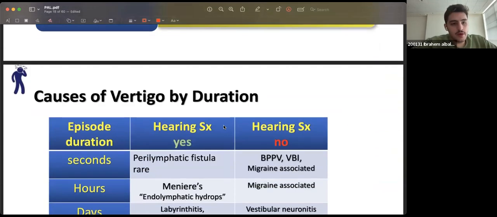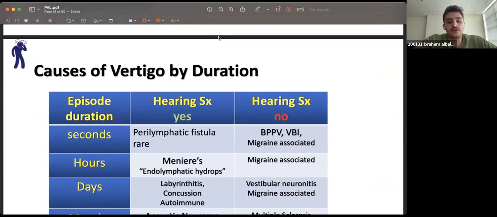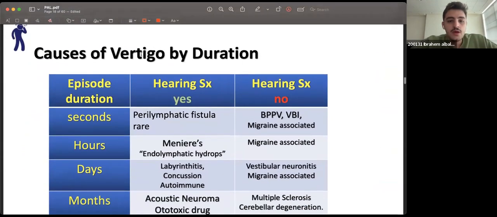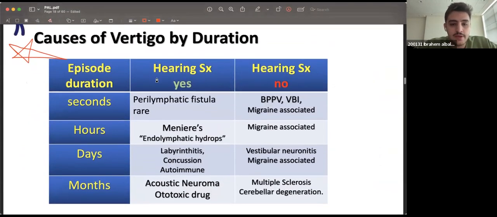Okay, so now you probably have an idea about the different causes of vertigo. It's important to put a differential diagnosis in mind when a patient presents to you with vertigo, okay? And this is the second important slide. So we've talked about the first important slide. This is the second one, the differentials for vertigo, okay? We're dividing them based on whether there is hearing involvement and whether there isn't, okay? And the duration of the episode, okay?